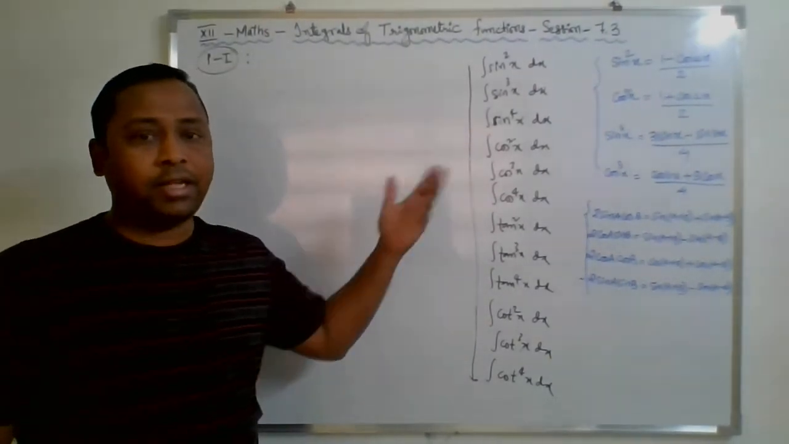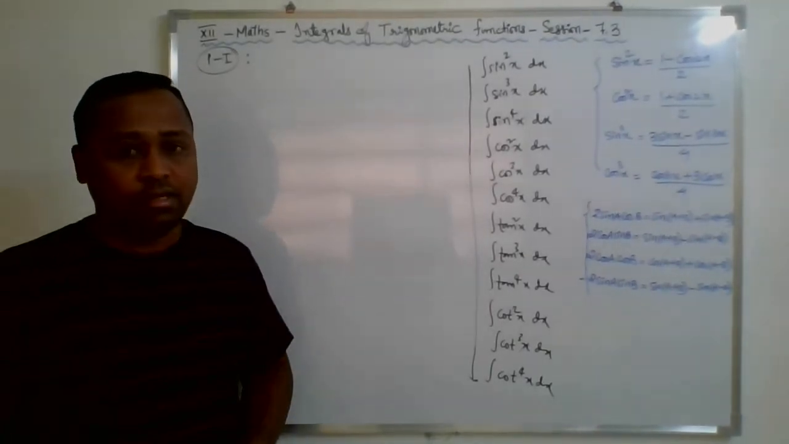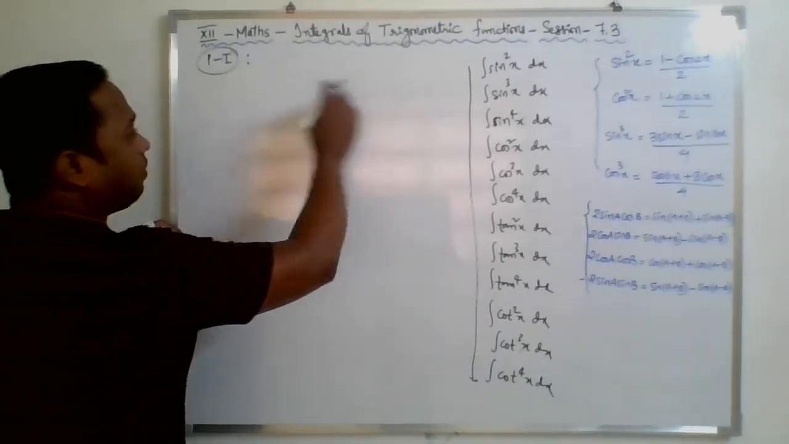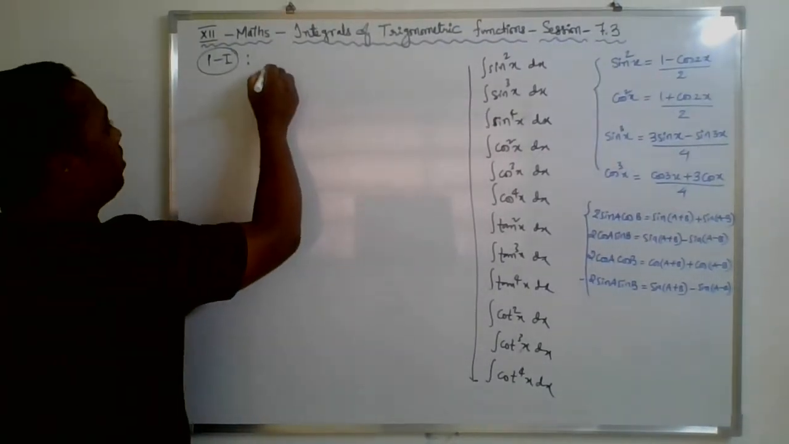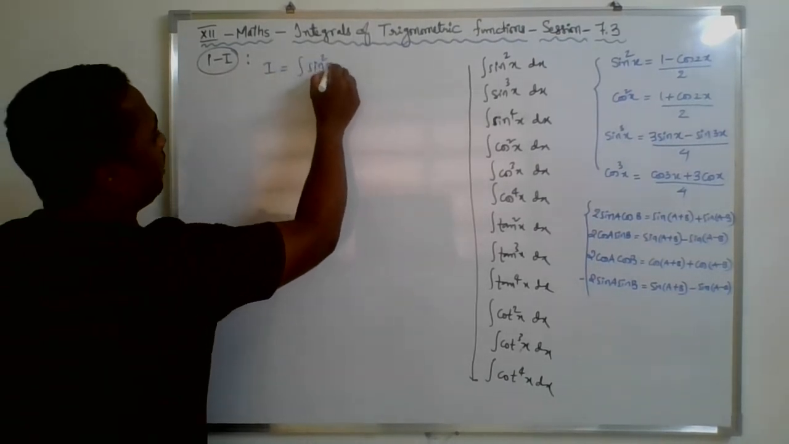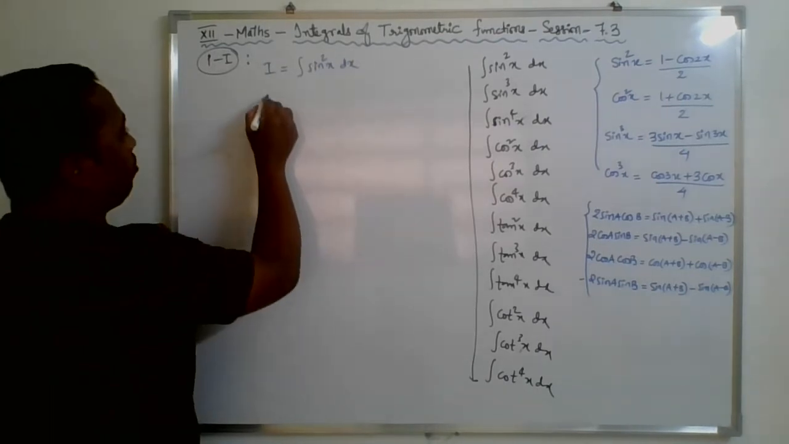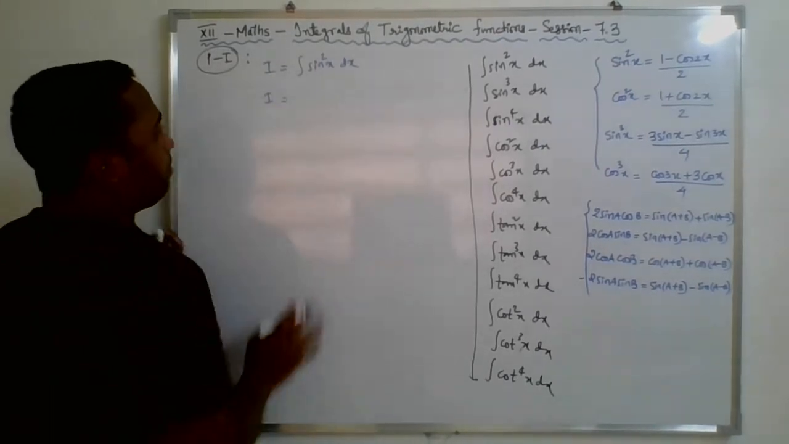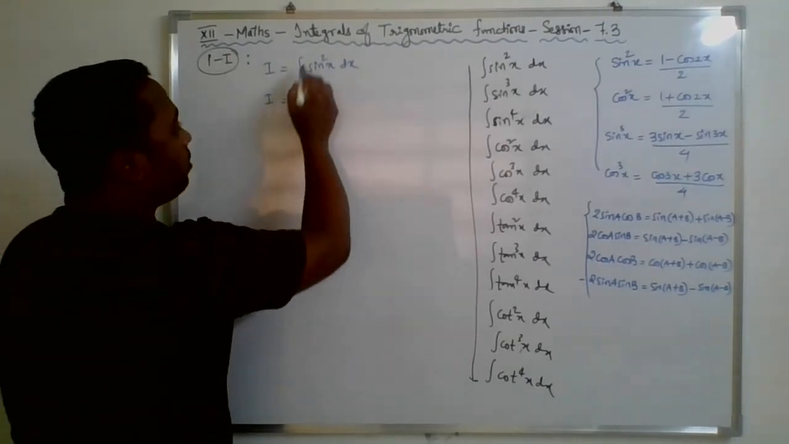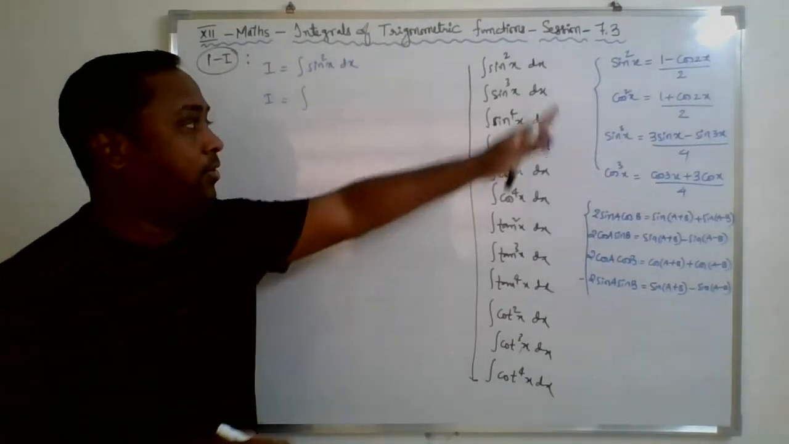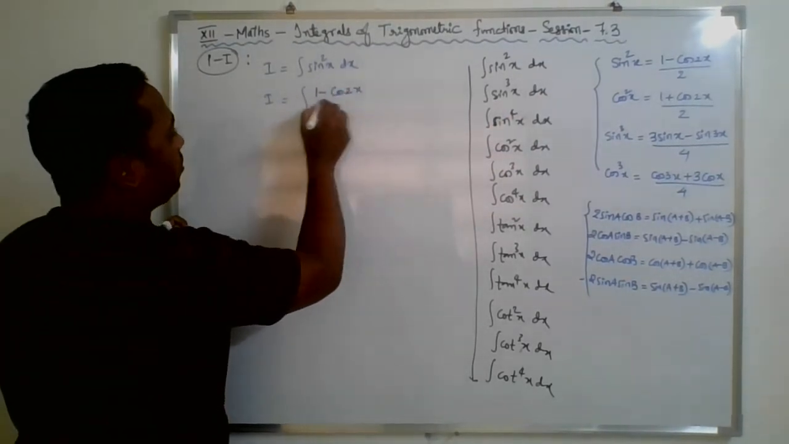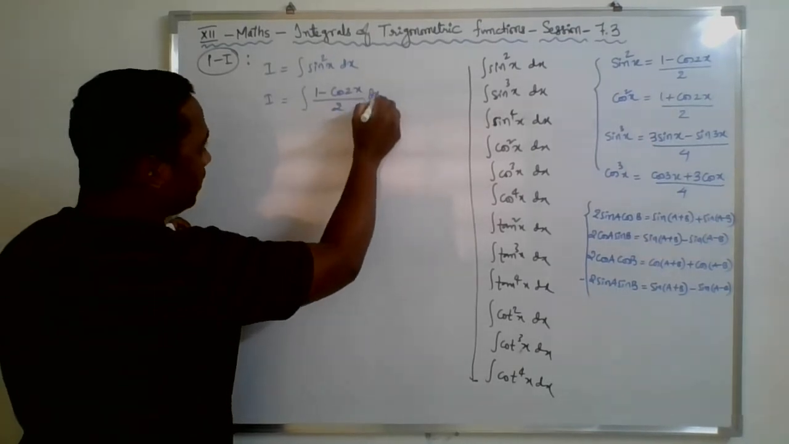For your reference, I will take random 4 to 5 sums from pattern 1. What we will do is use these formulas to simplify. Let us take the first question, sine square x dx. I don't have a direct formula for sine square x, so first I will use some trigonometric formulas. It will be converted into (1 minus cos 2x) by 2 dx.